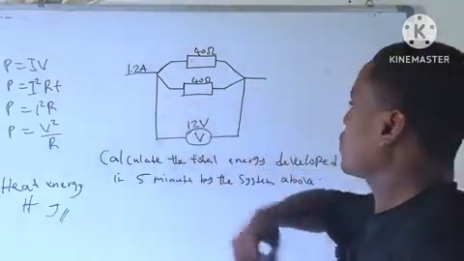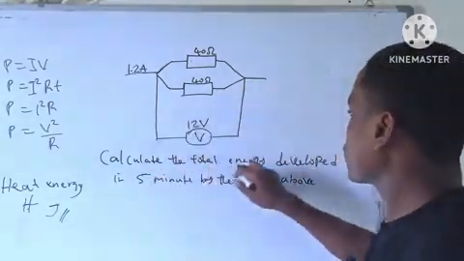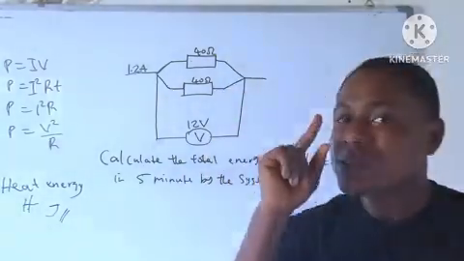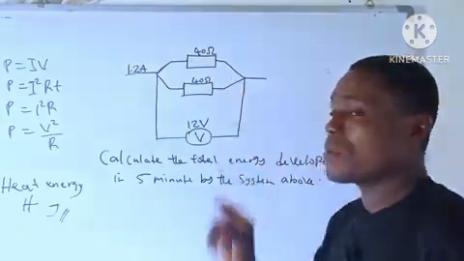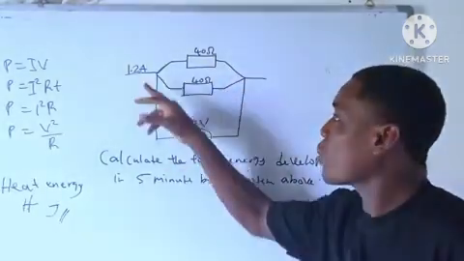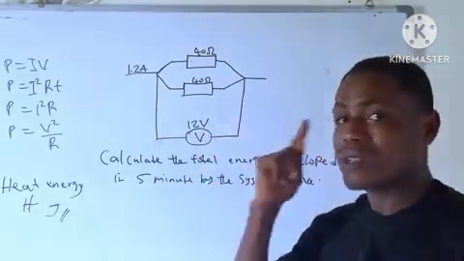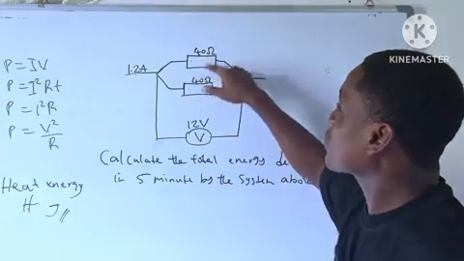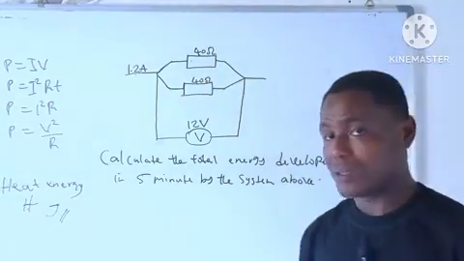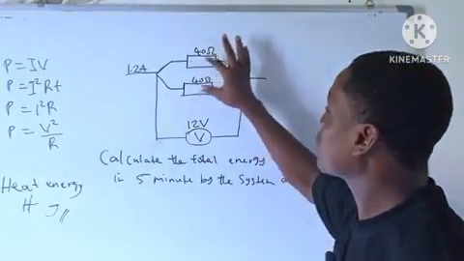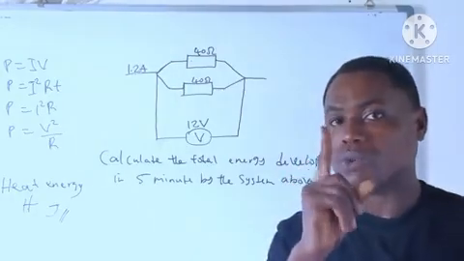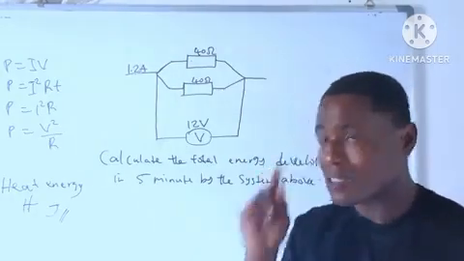Now, they say calculate the total energy developed in 5 minutes by the system above. So the first thing we do, if you are given this type of diagram with current and volt, you notice that these two resistors are connected in parallel, right? So let's solve for these two so that we come out with a single resistor or resistance. Are you getting it now?